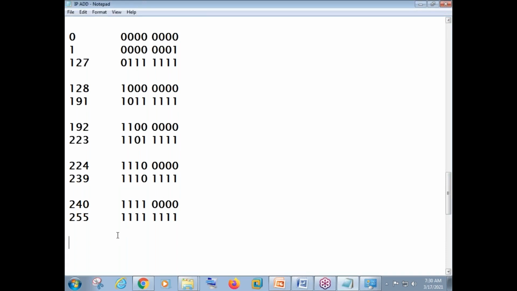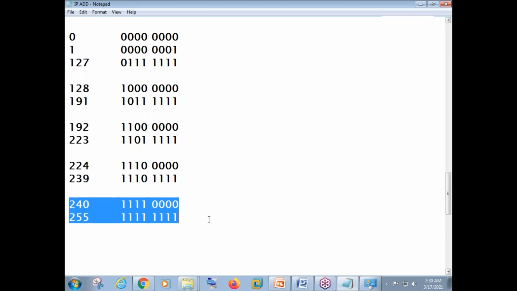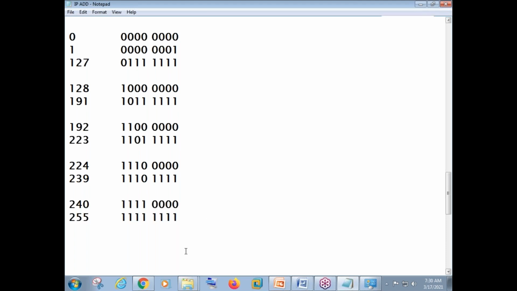And the last one is class E. The range of class E is 240 to 255. If you take any decimal number from 240 till 255, the starting 4 bits will be all ones and the last 4 bits will change. For 240 it is 1111 and the remaining 4 bits will be zeros. And for 255, the starting 4 bits are 1, and of course this is the last number, so the remaining 4 bits are also 1.